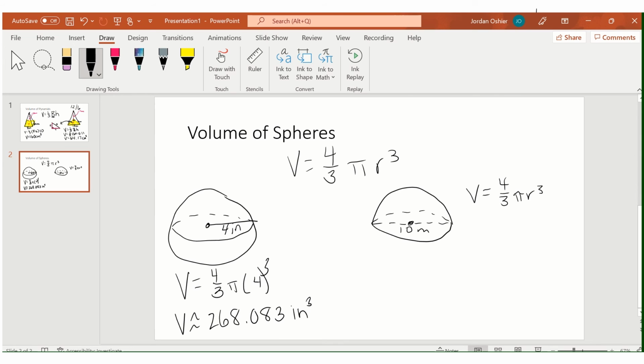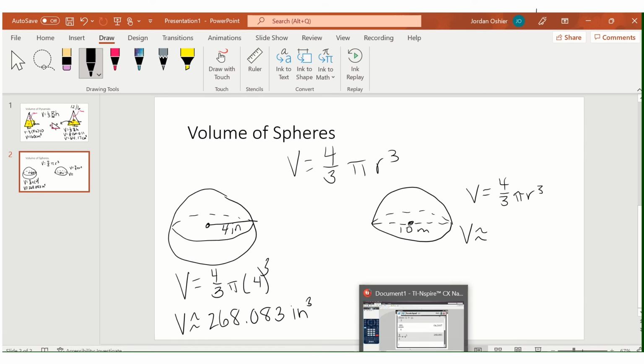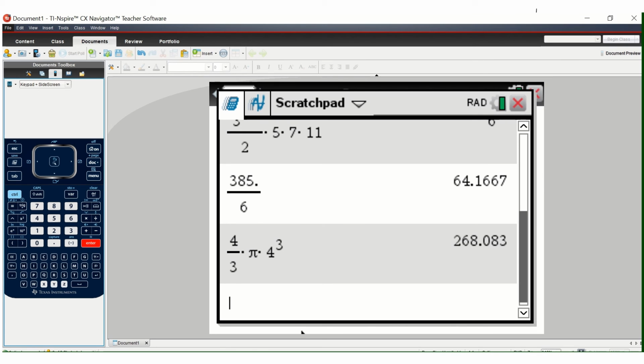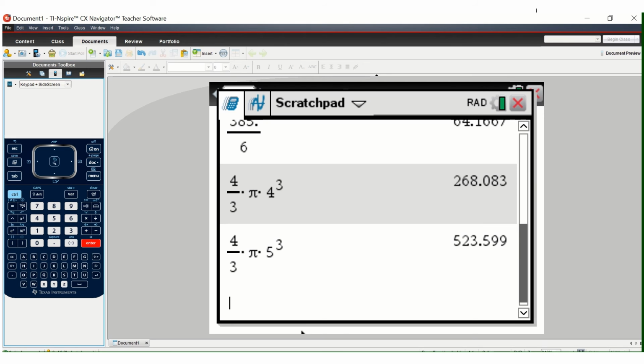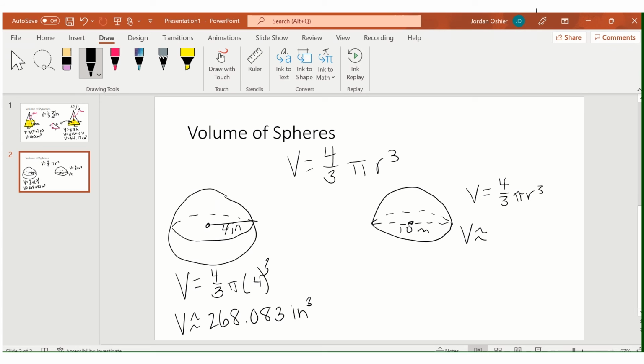If you understand that 2/3 is half of 4/3, feel free to use that as your formula for a hemisphere, but I'm going to go through this by simply calculating the volume of the sphere and then dividing that by 2. Another quick tip, I don't want to type that all in again, so if I click up, and hit enter, it copies it, and then I can just scroll in, delete the 4, put a 5 in. So there I have that, so 523.599.